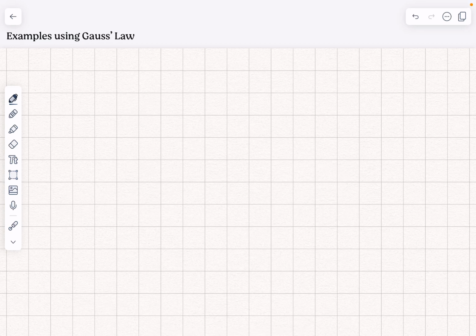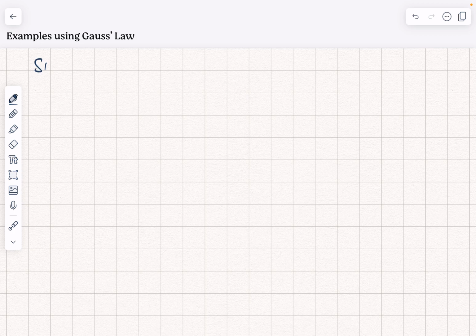We're going to discuss some example calculations using Gauss's law. Gauss's law is extremely powerful in situations that have a particular symmetry, and once you've identified that and understood that, you can use it to calculate the electric field. There are really basically three symmetries we can consider: spherical, plane and line. And I'll go through each of these.